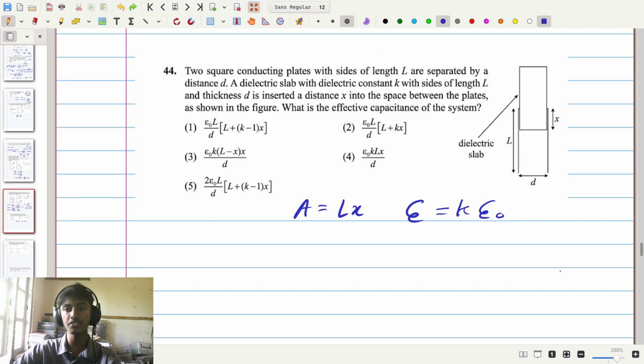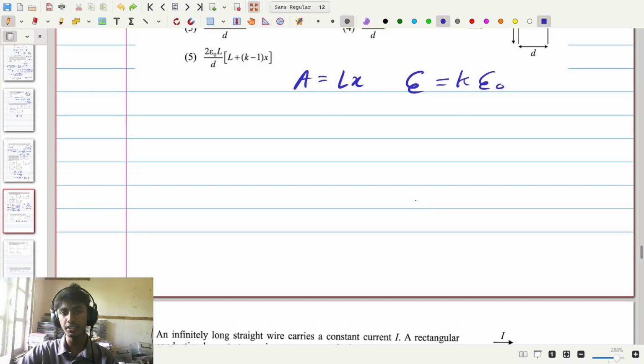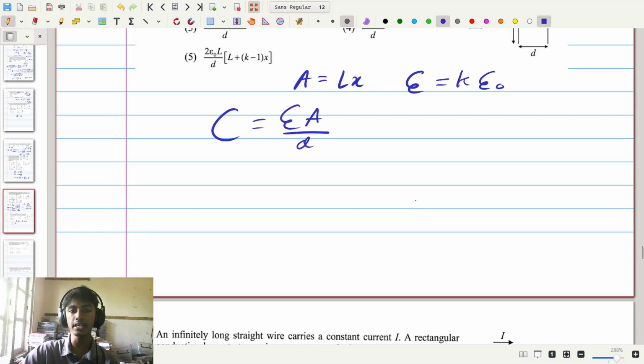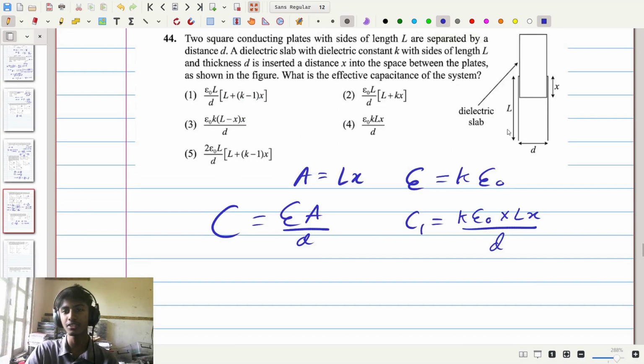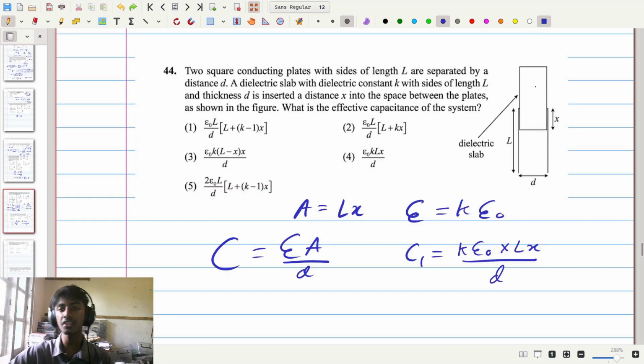Now the separation here is equal to D, and considering that for any capacitor, capacitance is equal to epsilon A over D, for the first capacitor, which I'll call C1, we have K epsilon naught instead of epsilon. Instead of A, we have Lx, and instead of D, we still have D, because here the same variable is D. So we get C1, the capacitance of these two plates right here, being equal to K epsilon naught Lx divided by D.